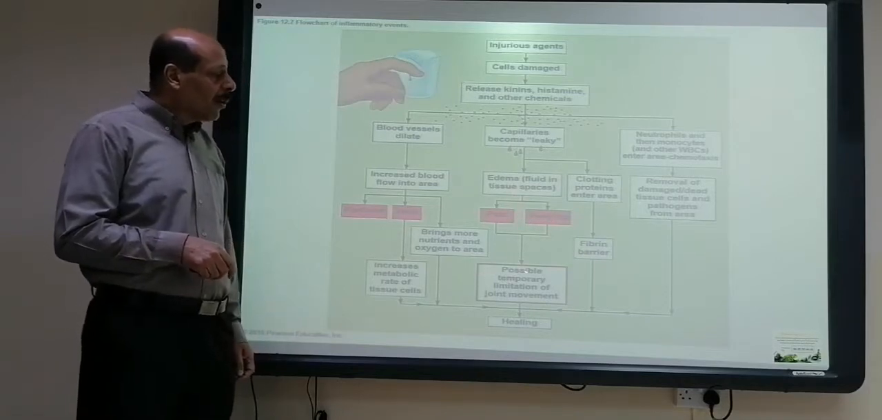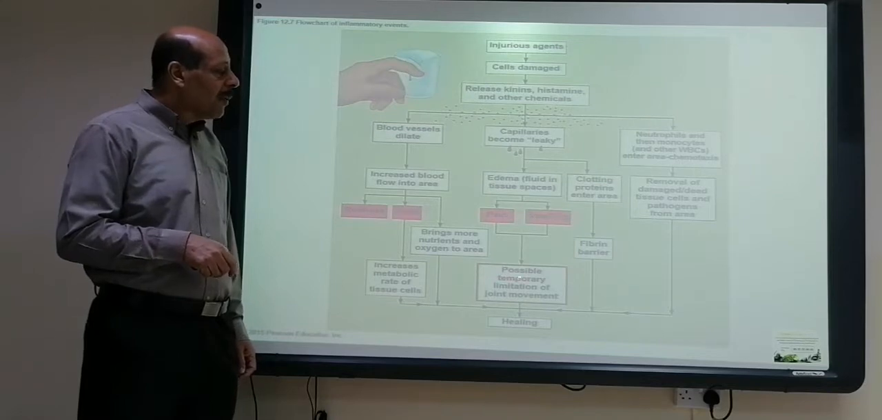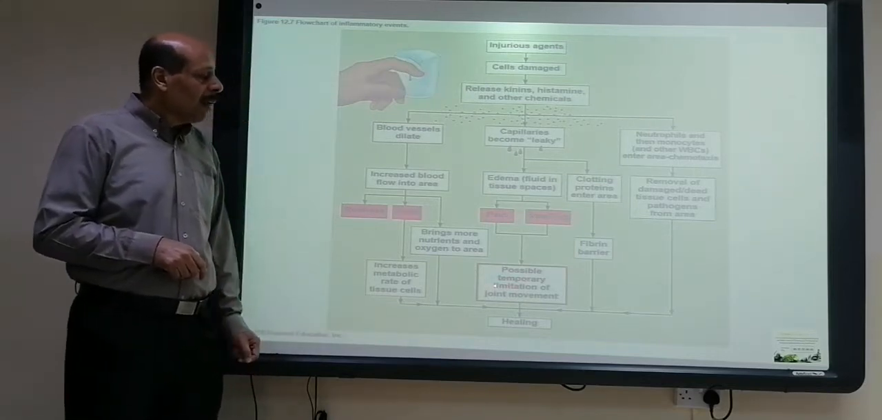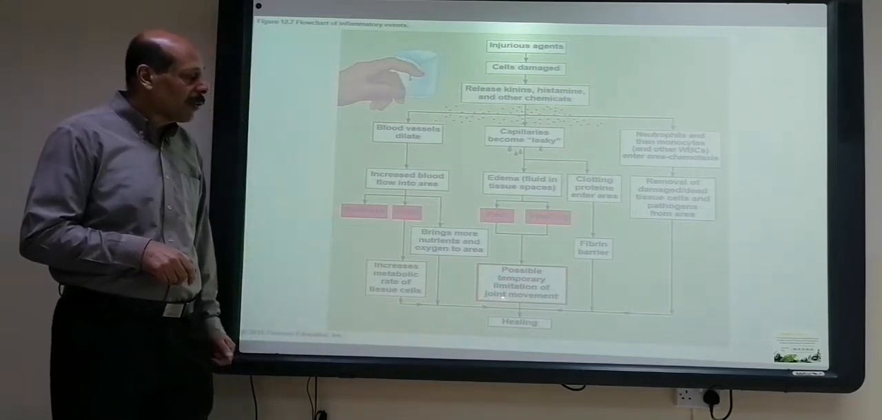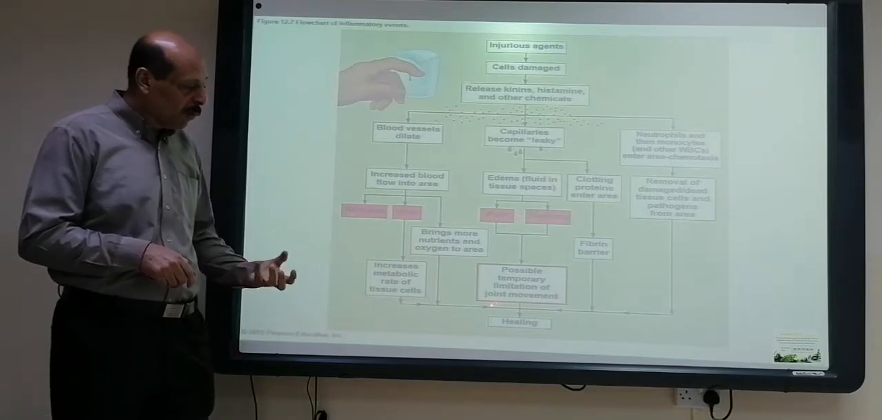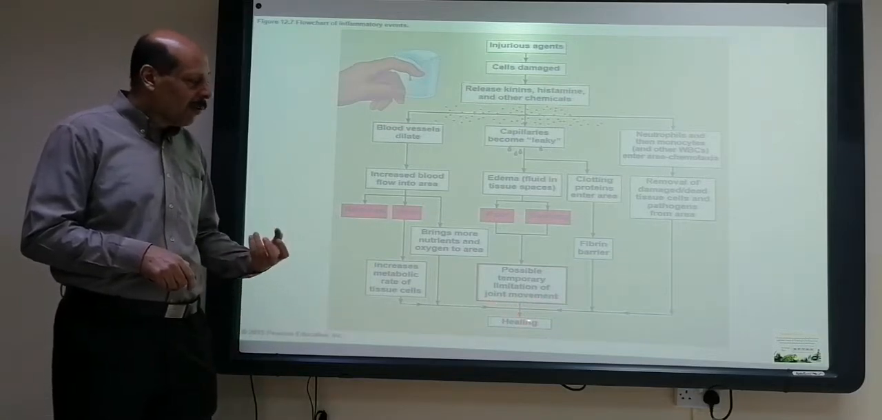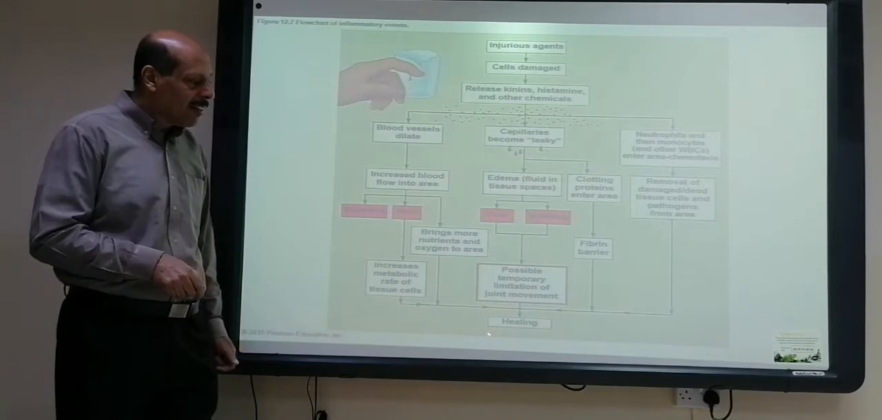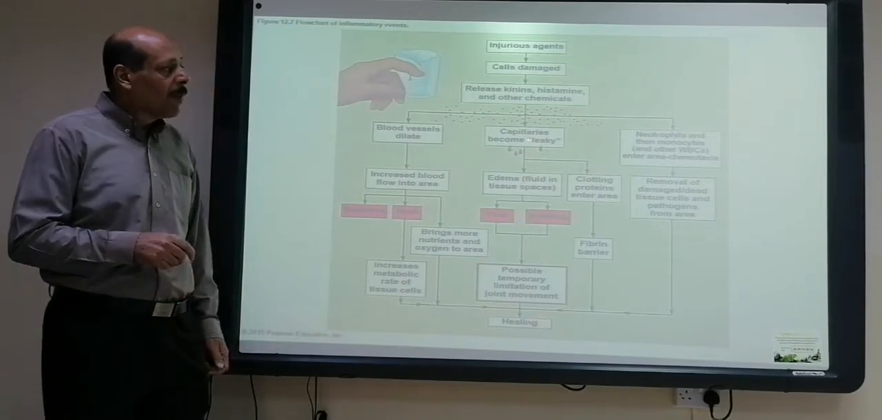That edema also may cause temporary limitation of the joint. It will lead to limitation of joint movement, a decrease of movement, and that will enhance the process of healing.